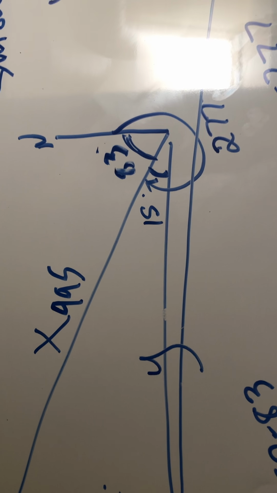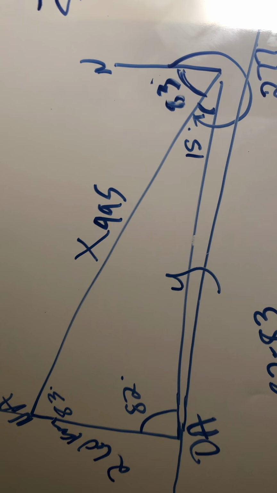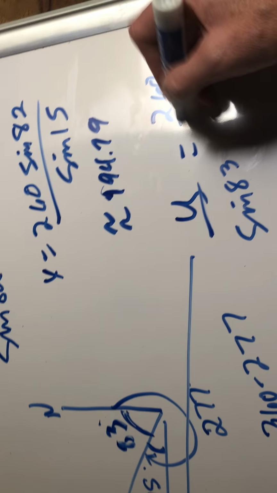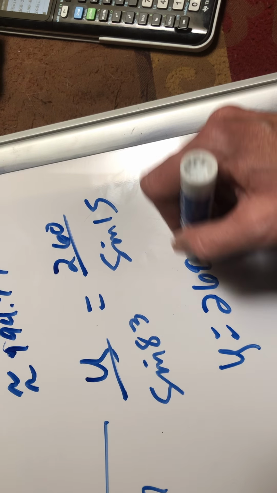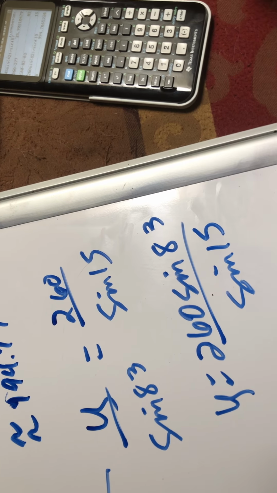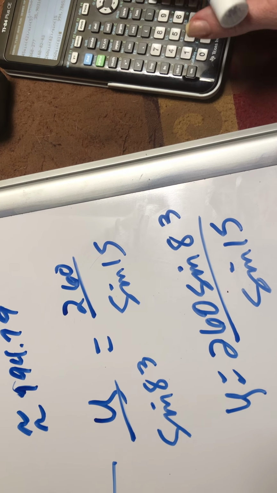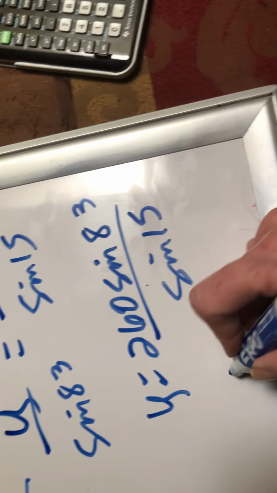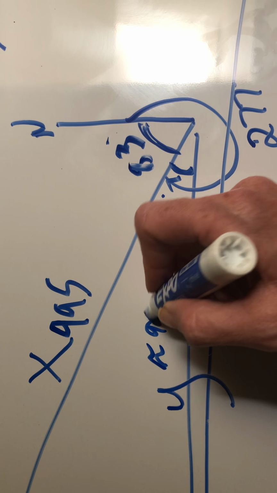Okay, so now to find y, it would be y over sine 83, because y and 83 are opposite. And then I'm going to use the 260 and the sine 15 again. So for y, there's one move that needs to be made. That sine 83 needs to bump up there. So then 260 sine 83, close parentheses, divided by sine 15. And that's about 997. So y is 997.